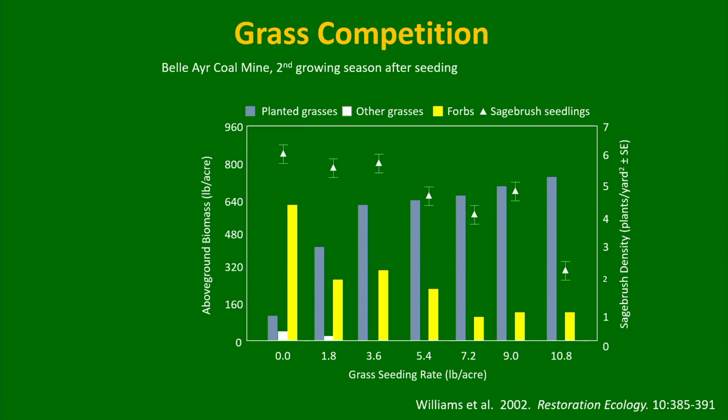That wasn't an experiment, right? That was just putting data together from the mines and seeing what shook out. But there's experimental data that back up this finding that as the cool season grass seed rate goes up, it gets much more difficult to get shrubs established. This is a study where the grass seed rate was experimentally manipulated in replicated plots. What we see here is that as the grass seed rate increases, the shrubs, the sagebrush here, go down. This supports the contention that as the cool season grass seed rate goes up, shrub abundances decline.